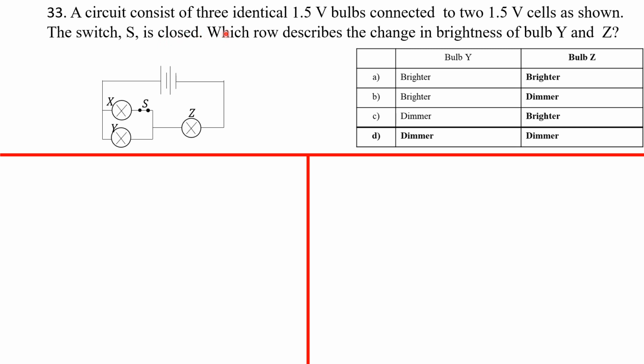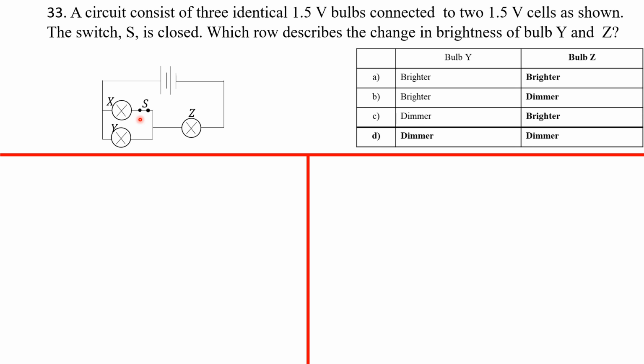A circuit consists of 3 identical 1.5 volt bulbs connected to two 1.5 volt cells as shown. The switch S is closed. Which rule describes the change in brightness of the bulbs Y and Z? This is our Y right here, this is our Z. Originally, this switch is open, so this 3 volts is shared between Y and Z. So 1.5 is dropped here, 1.5 is dropped here.